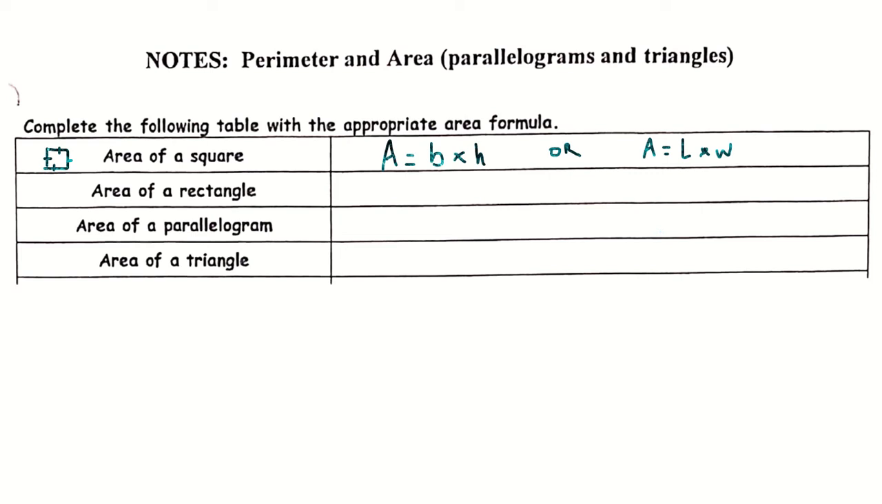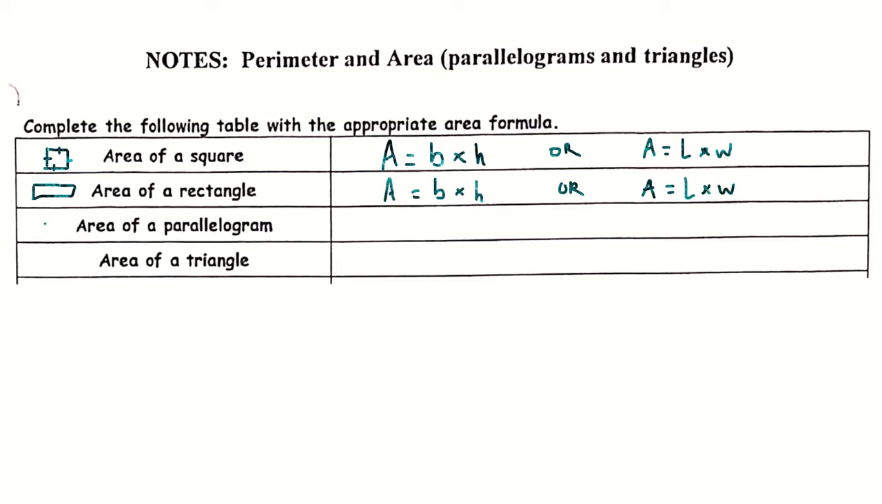All right, next one. Area of a rectangle. Remember, rectangle. If I can draw one out here. There we go. That's good enough. The area of a rectangle is A equals, again, base times height. Or we could do that same change in terminology again. Area equals length times width. Very easy stuff, guys. So far, so good.